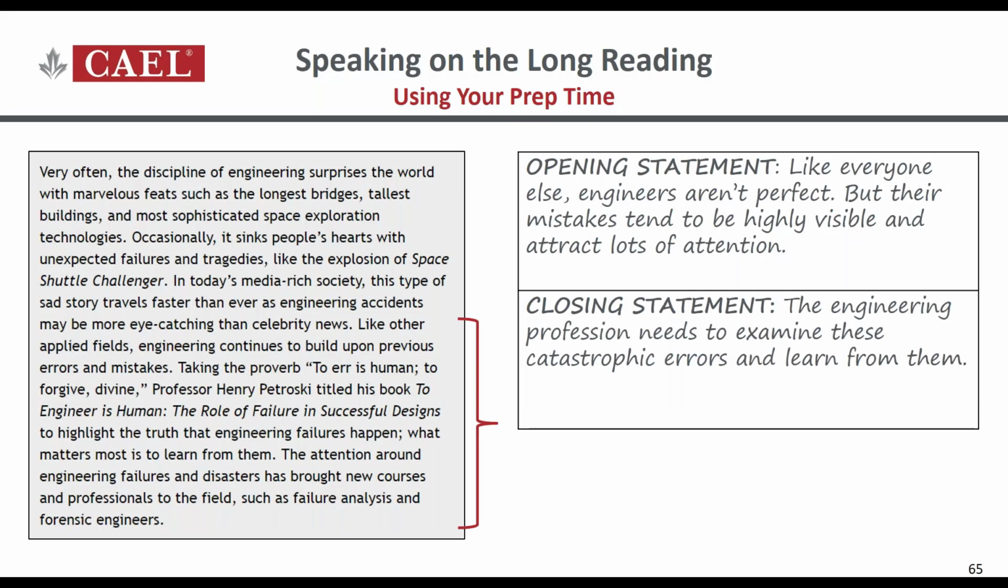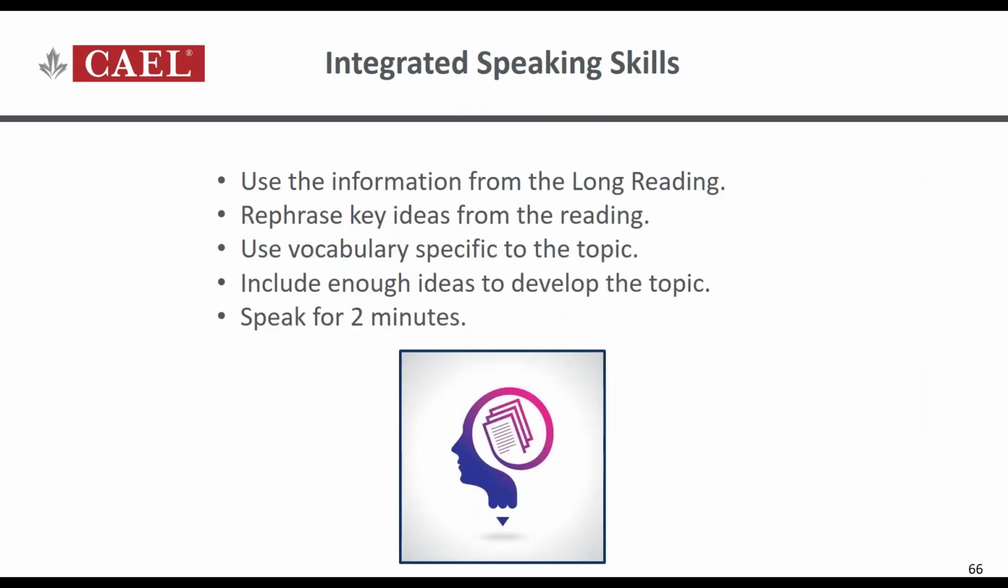And just an example closing statement to finish everything off, you could say the engineering profession needs to examine these errors, these catastrophic errors, and learn from them. Now, catastrophic, just in case you don't know, means like really, really serious, like very dangerous, incredibly bad. So basically, you need to learn from those mistakes and not repeat them in the future. So that's just a way you could finish your speech when you're answering the question.